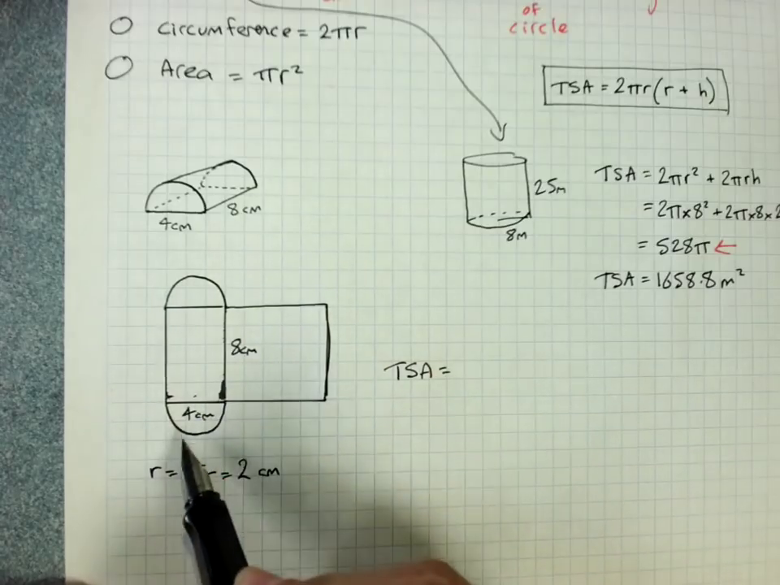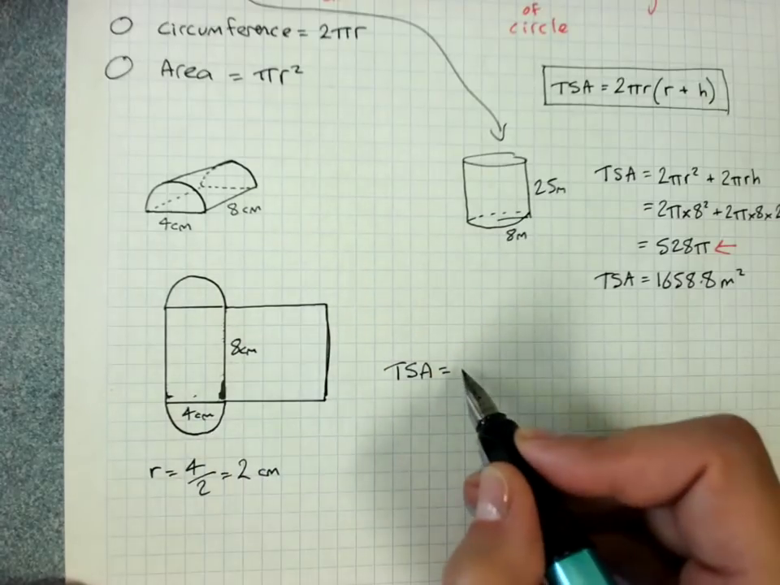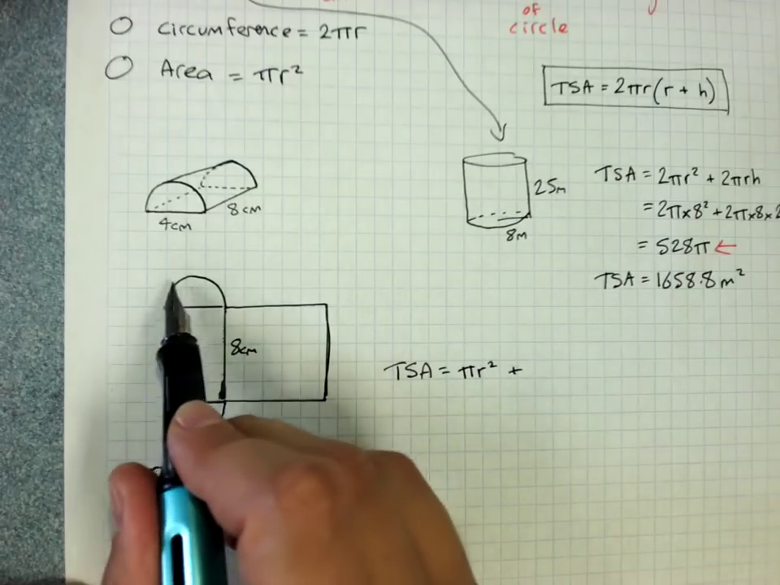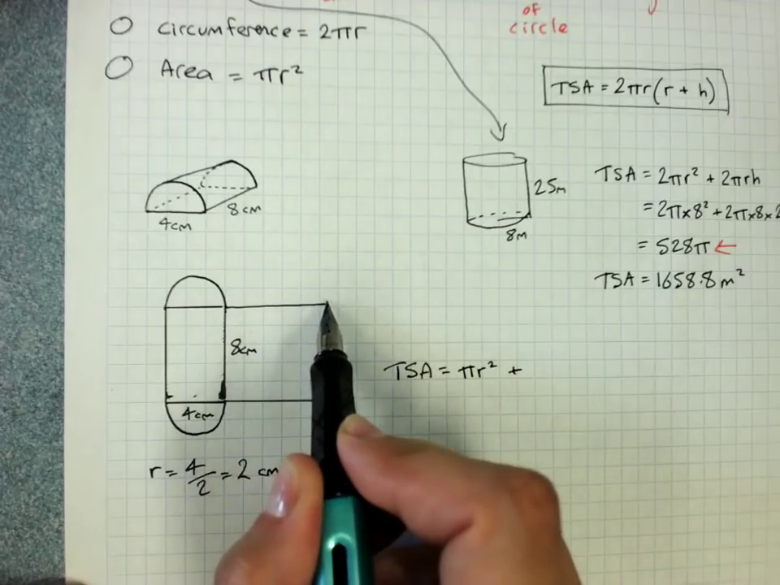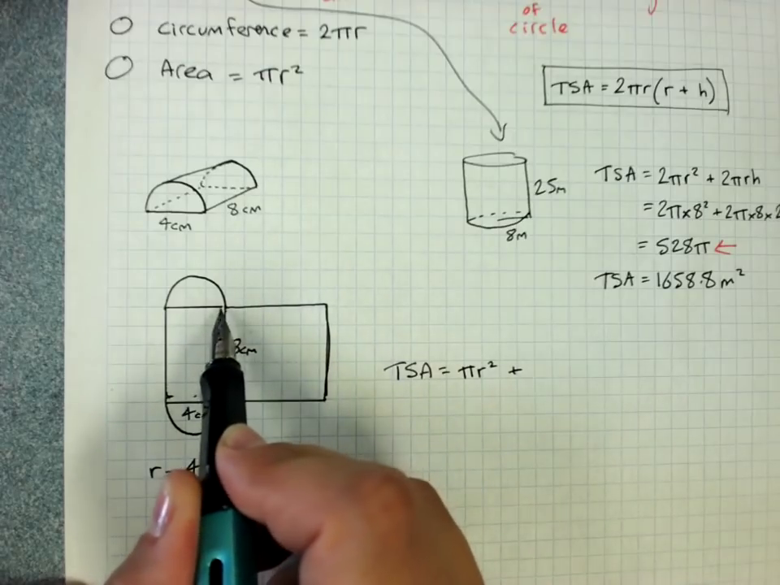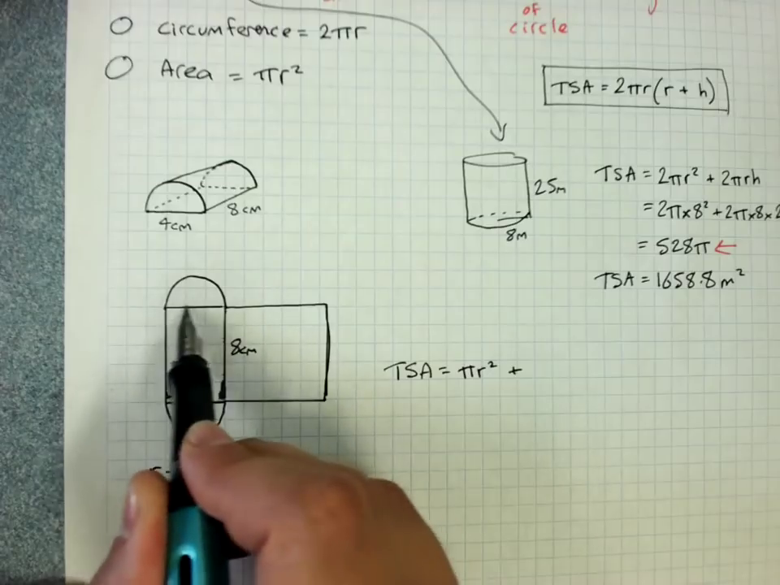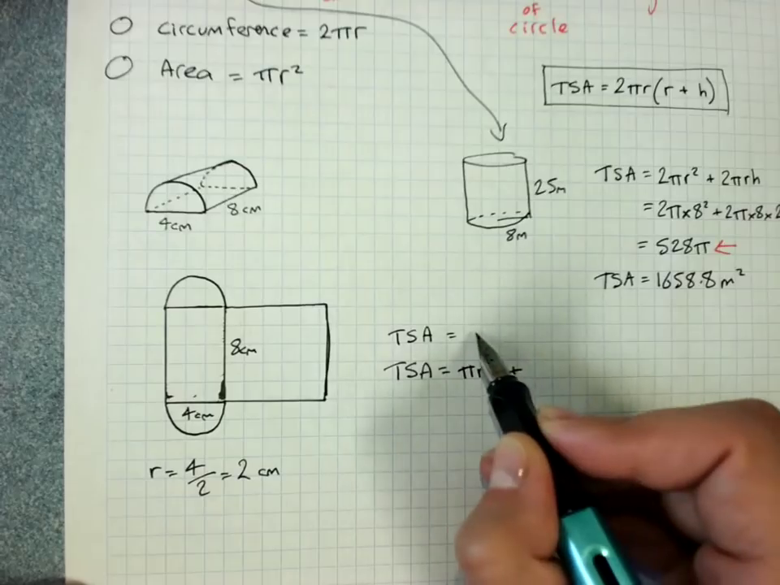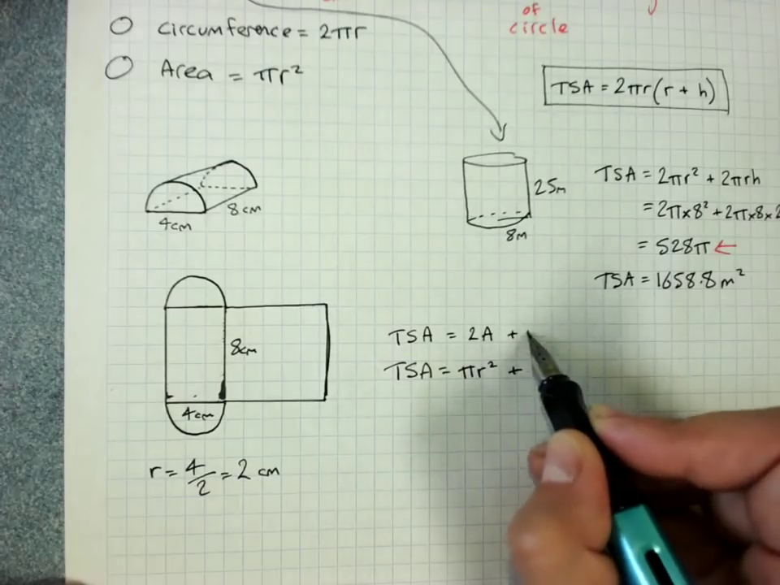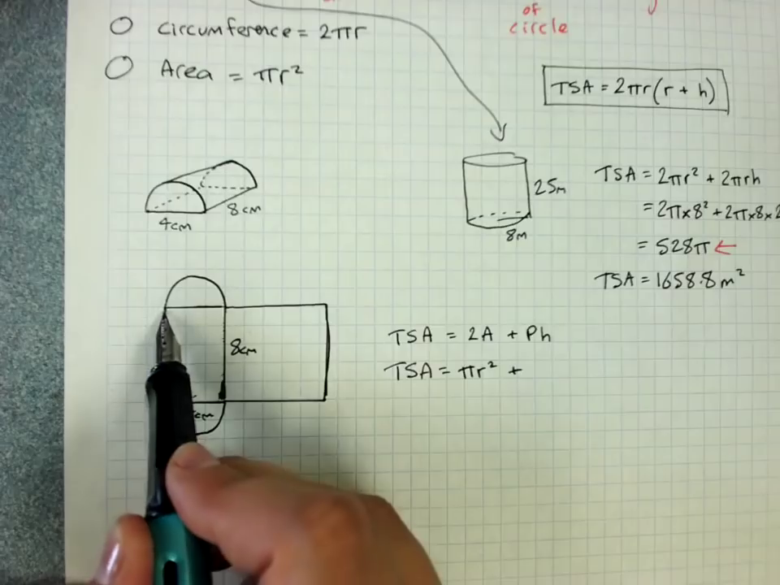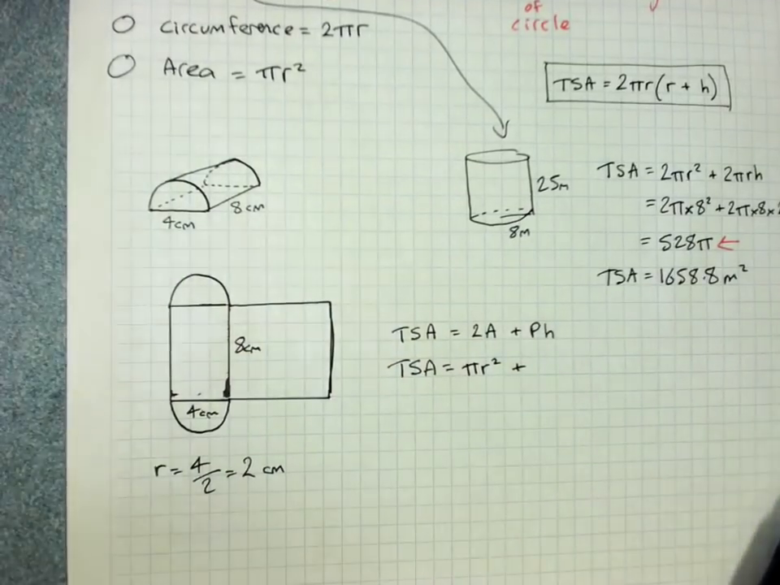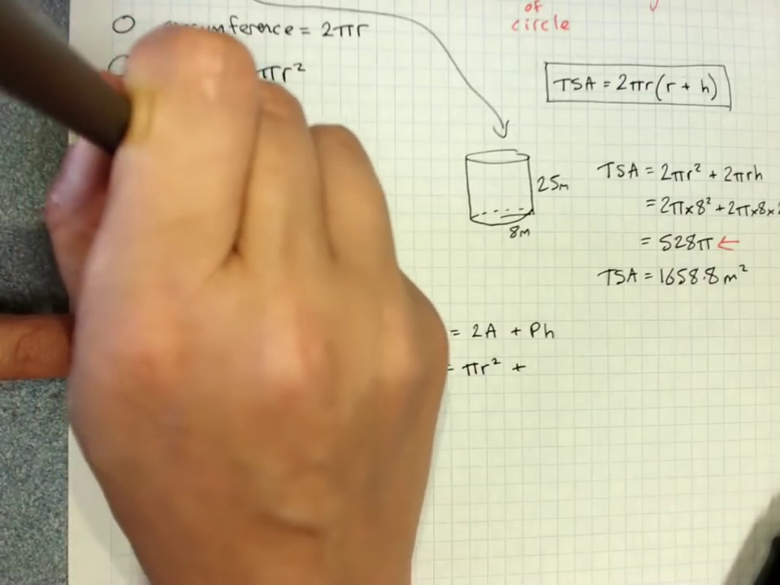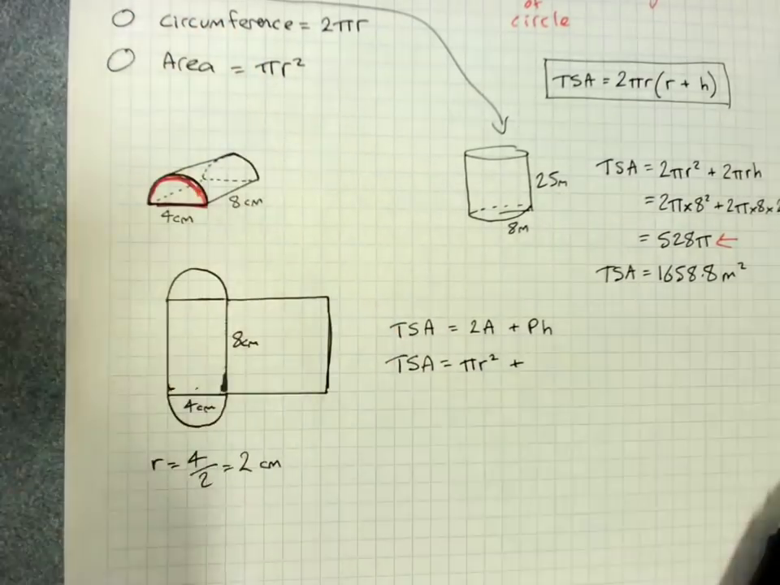There's one full copy of a circle here. So you can have pi r squared plus, there's half the perimeter of the circle plus this bit here. If we come back to my original formula, 2 lots of the area plus the perimeter times the height, the perimeter of this shape here is the circumference, or half the circumference of the circle, plus 4 centimeters.